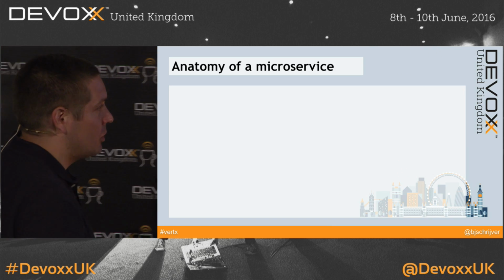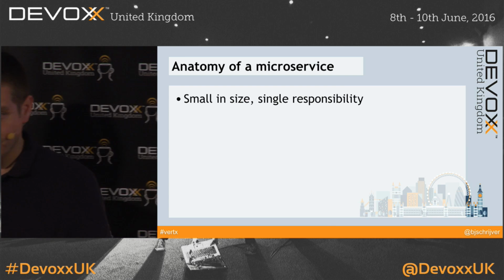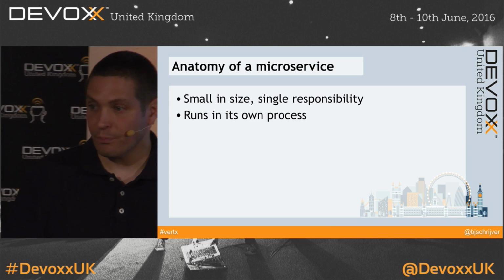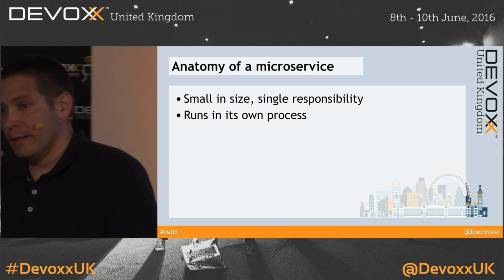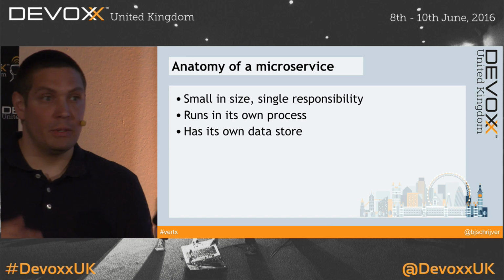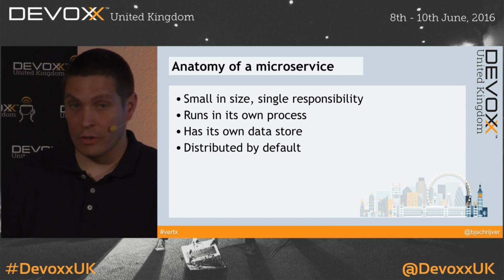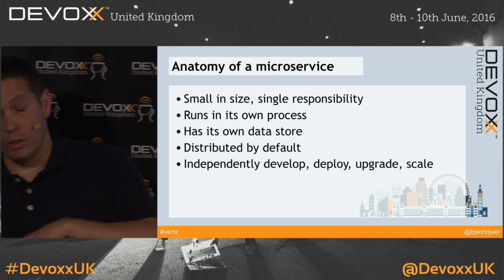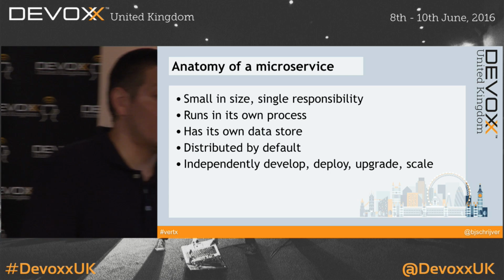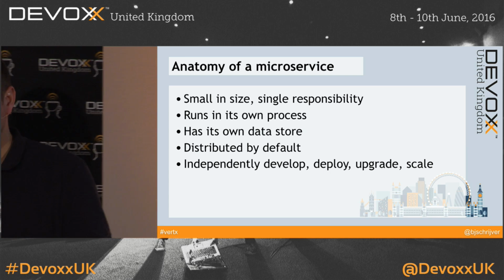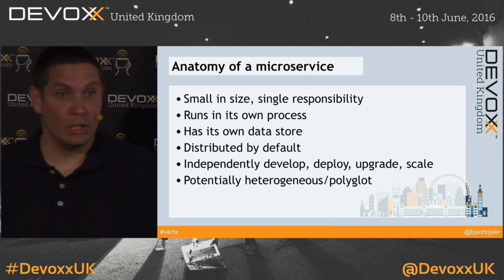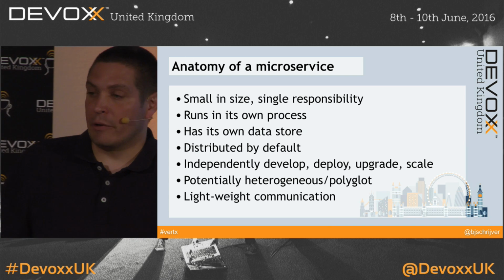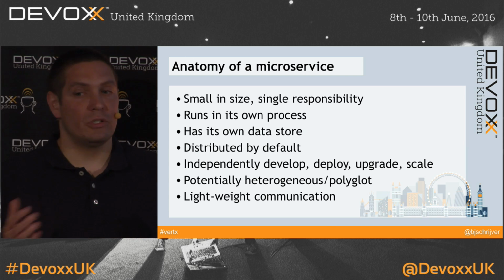The anatomy of a microservice. What does a typical microservice look like? It's typically small in size. It has a single responsibility, doing one thing and doing it well. It runs in its own process. It has its own data store, accessing a database or whatever it likes by itself. Microservices are distributed by default. If they weren't distributed, there wouldn't be much to service by them. You can independently develop microservices, deploy them independently, scale them independently. They are potentially polyglot. When you're running multiple processes, you can run them in different languages, if you like. And microservices typically feature lightweight communication to communicate with each other.